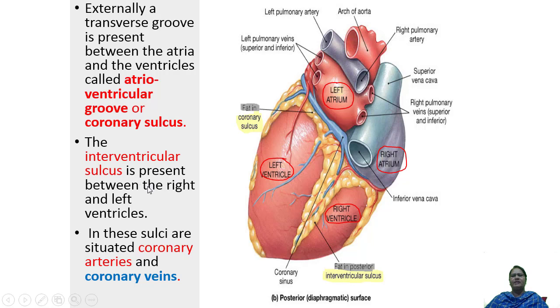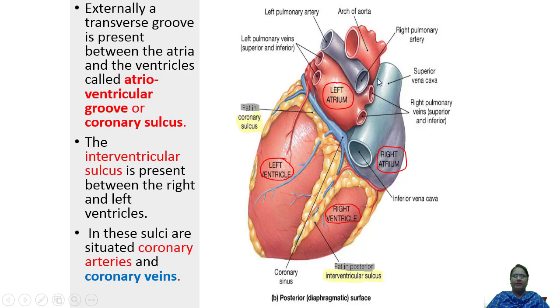Then the next one is the interventricular sulcus, which is present between the right and left ventricles. Then in these sulci are situated coronary arteries and coronary veins. Now you can see here coronary arteries. This is the third part, coronary vein. Here this is coronary artery, this is coronary sinus. Then this is the interventricular sulcus. This is the coronary sulcus. This is superior vena cava.